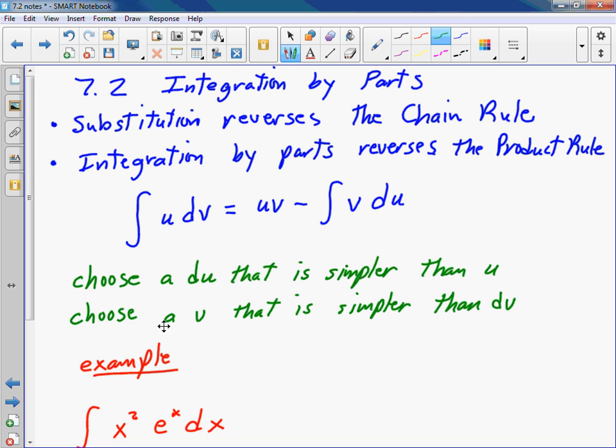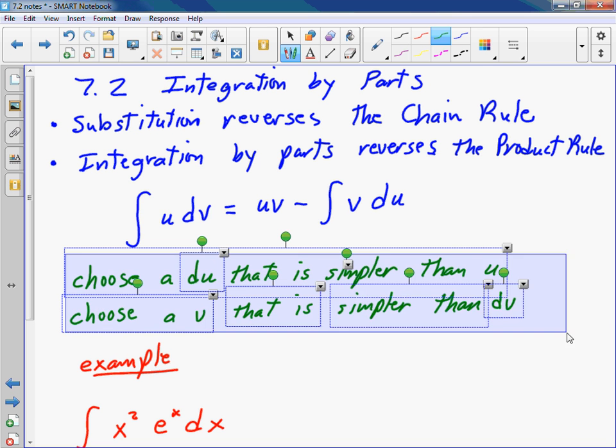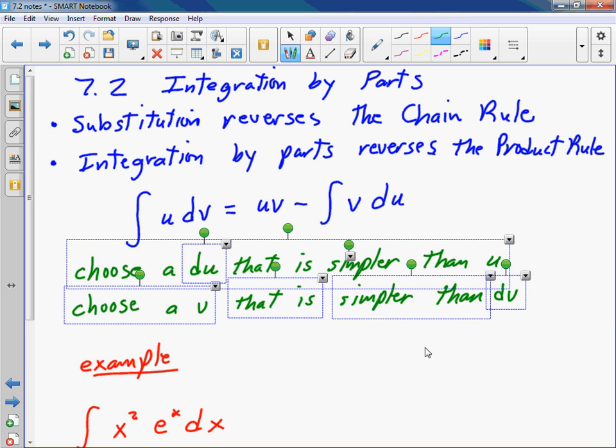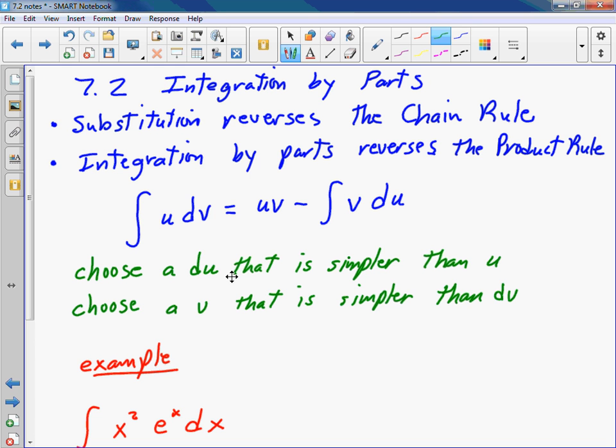So as we talked about today, we try to choose a du that is simpler than u and choose a v that is simpler than dv. It's important to note that sometimes if you make a bad choice, it'll just create a mess, and that's okay. Cross it out, start over, start on a fresh sheet of paper. That's all right.